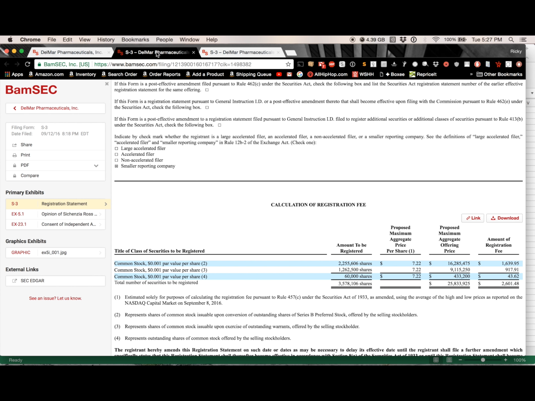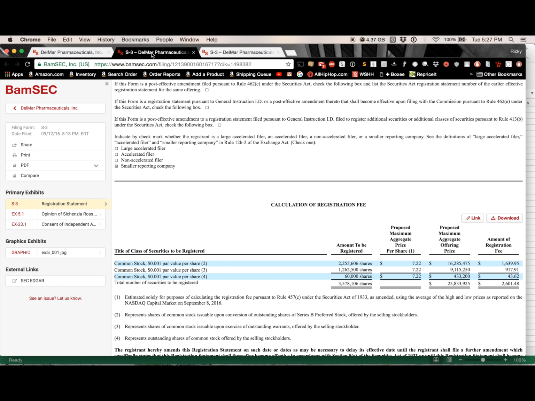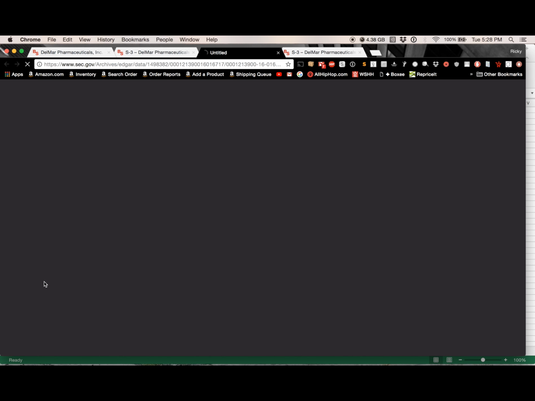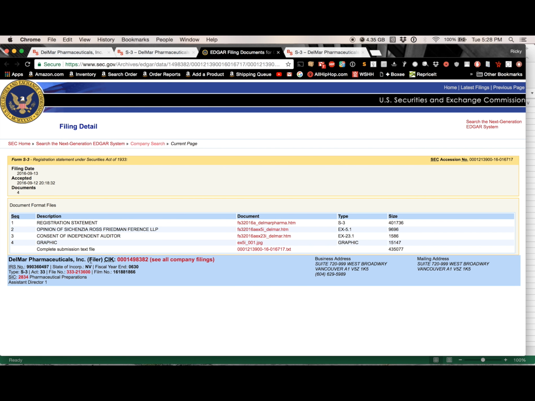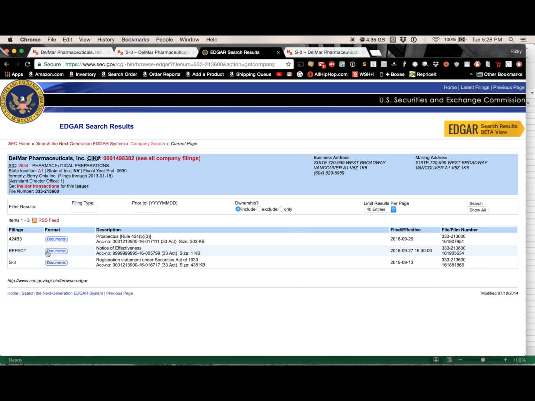Now, the quick way to pull up the Edgar stuff on this, which will allow you to see the prospectus supplements that are attached to each S3 and their letter of effectiveness, is to just click here on this SEC Edgar link and then click on the file number. Once you click on the file number, you can see here's the S3, here's the effect, and then here is the prospectus supplement that is linked to this prospectus.